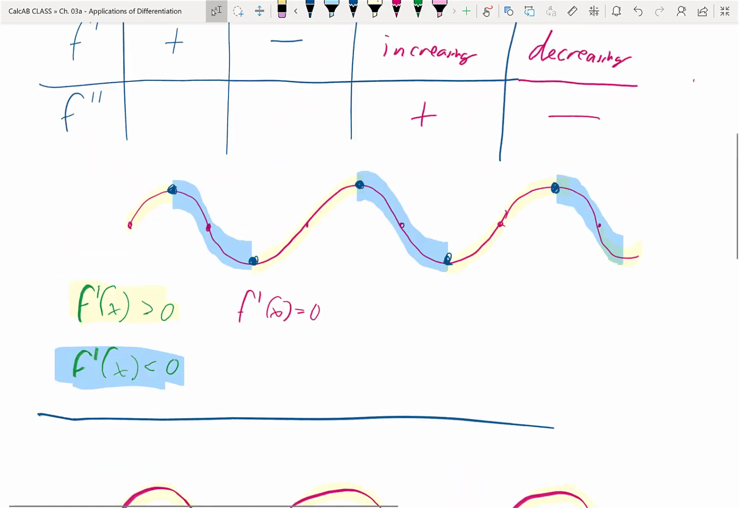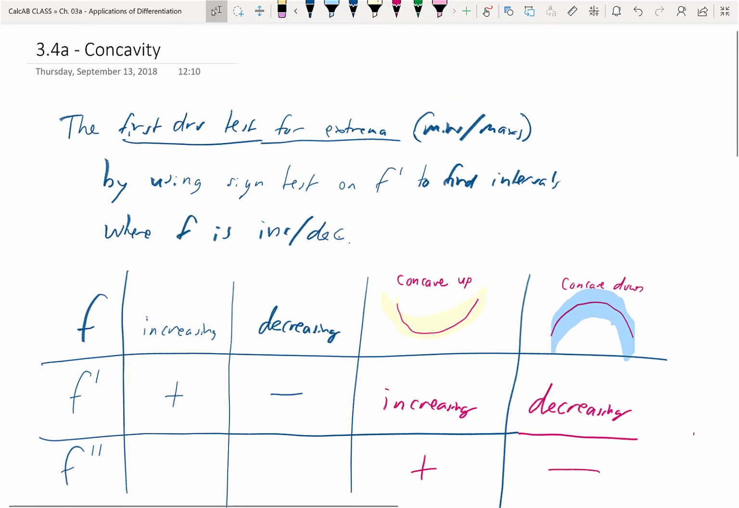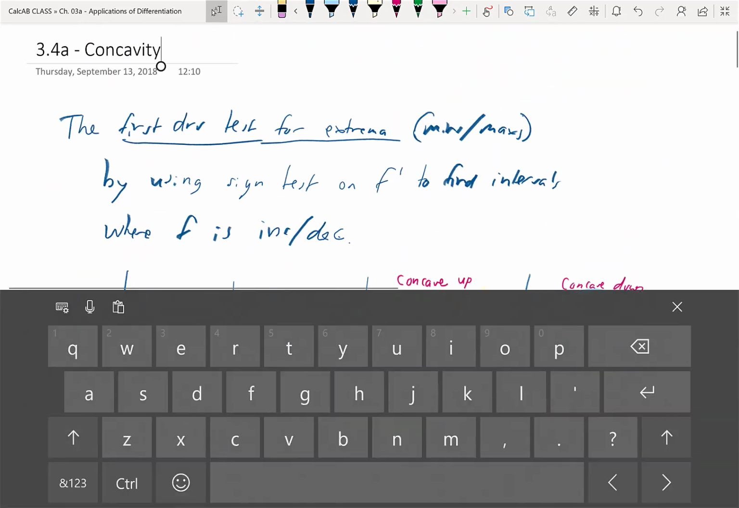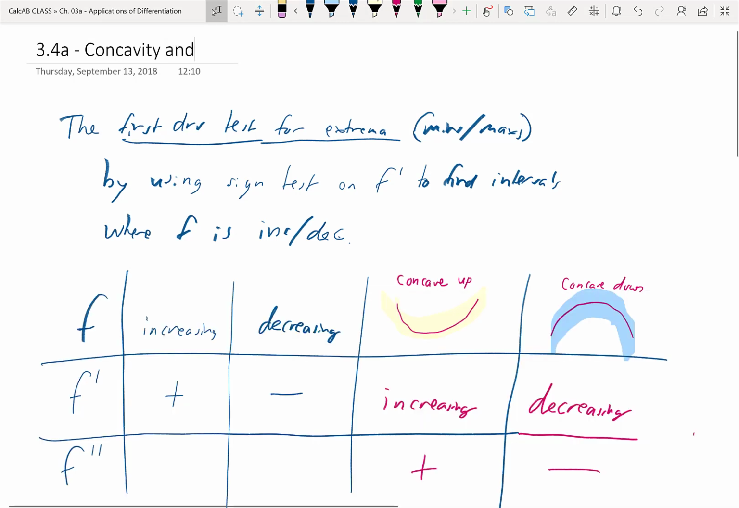So I'm going to go all the way back up to the heading, and we're going to call this concavity, and the second derivative test for concavity.